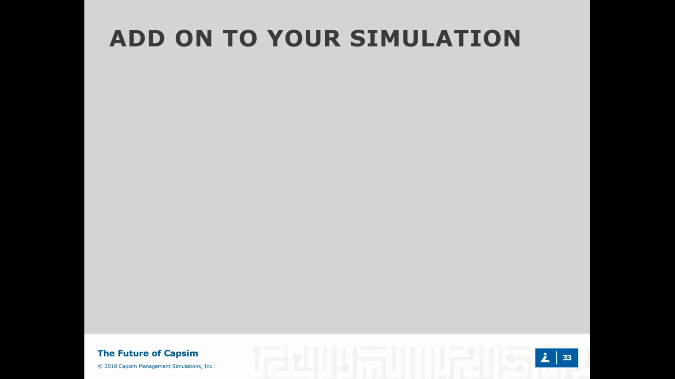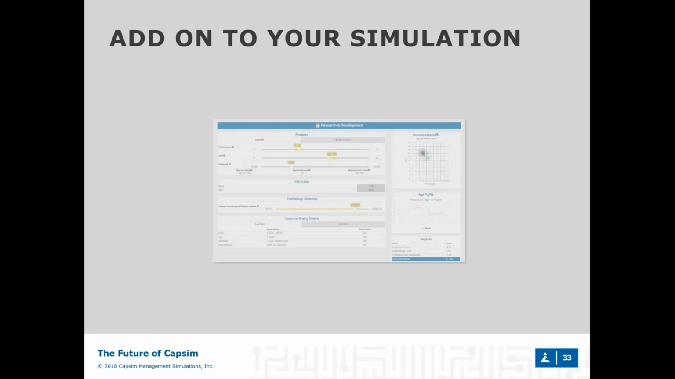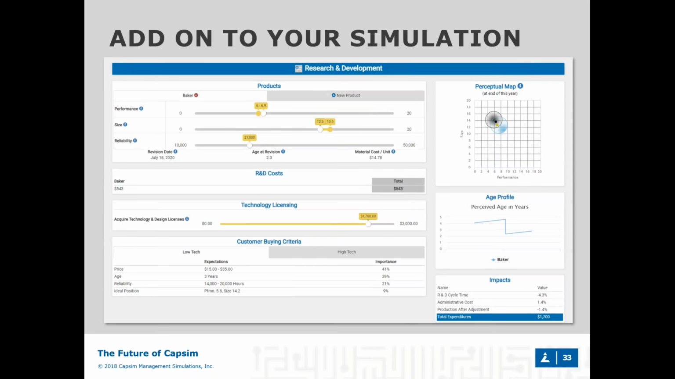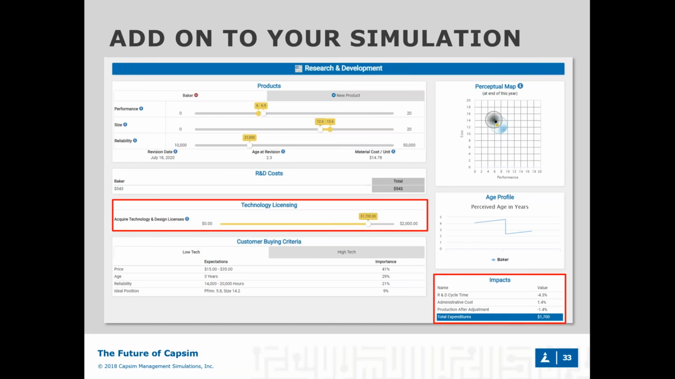Our president, Retta, wondered if we could add a decision in R&D where students have the option to spend money to acquire technology and design licenses. The answer, which is usually what I have to say to my boss, Retta, is of course we can. We modeled it so that acquiring technology and design licenses would cost money and, of course, impact R&D cycle time, or how fast your product revision takes, the administrative costs for your company, and production after adjustment, or the yield of your production line.